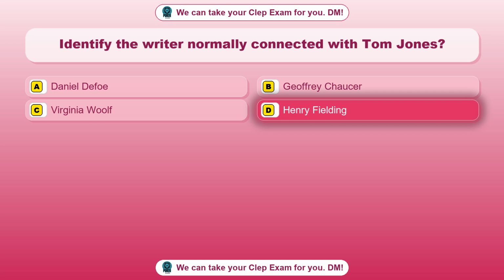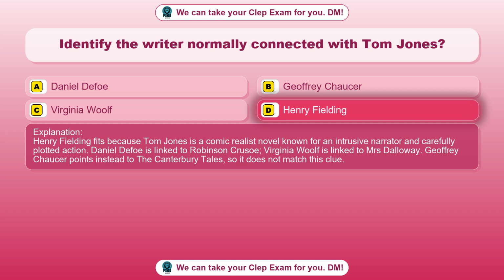Henry Fielding. Henry Fielding fits because Tom Jones is a comic realist novel known for an intrusive narrator and carefully plotted action. Daniel Defoe is linked to Robinson Crusoe. Virginia Woolf is linked to Mrs. Dalloway. Geoffrey Chaucer points instead to the Canterbury Tales, so it does not match this clue.